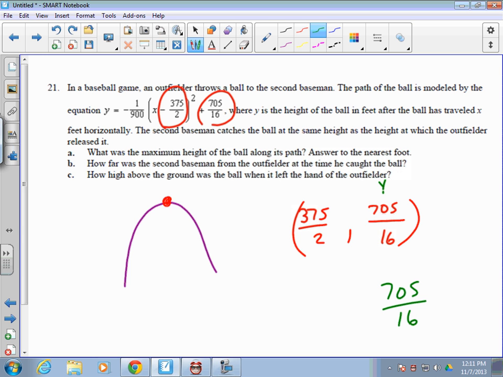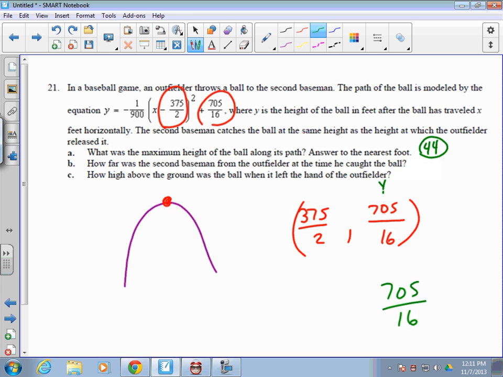It says answer to the nearest foot. So when you divide 705 by 16, you get 44, or a little bit better than 44 feet. So for the first question, answering to the nearest foot, it's 44 feet.